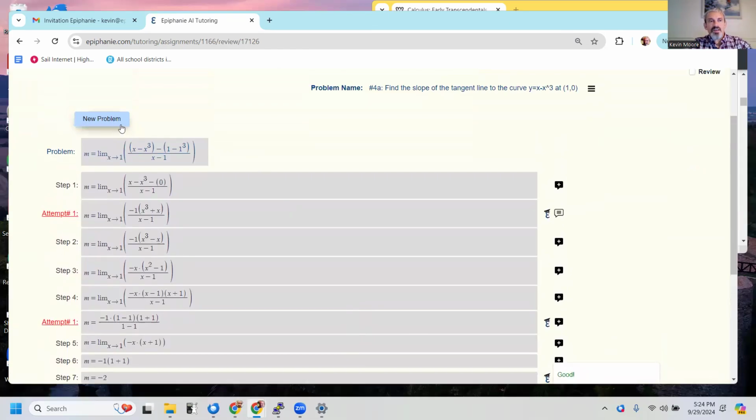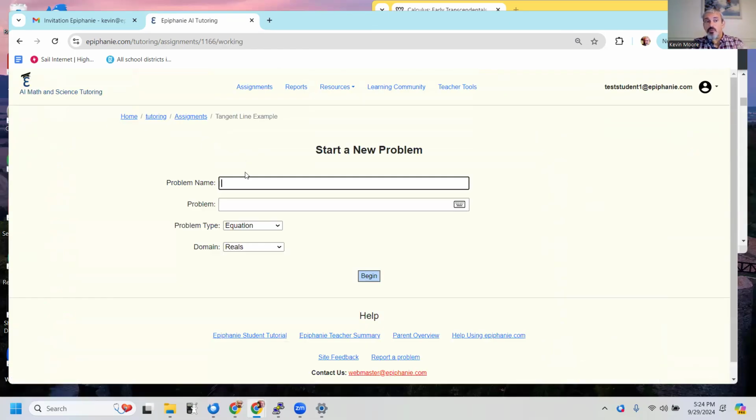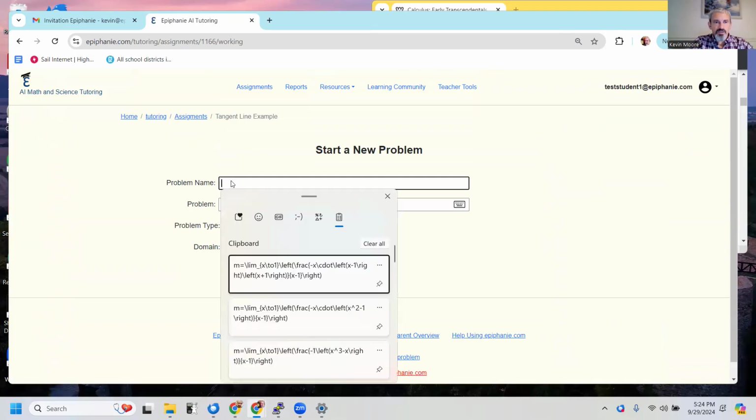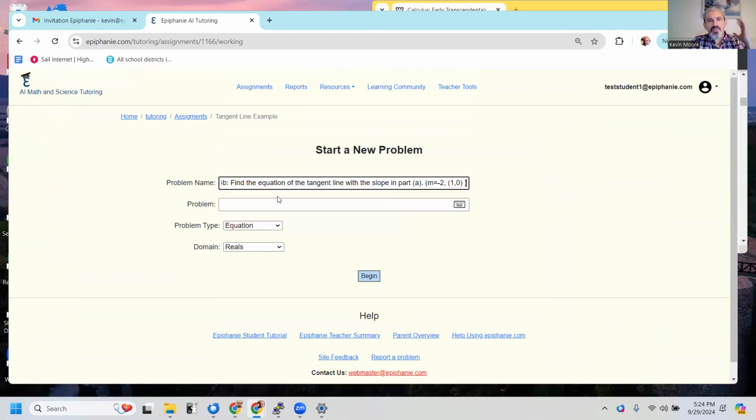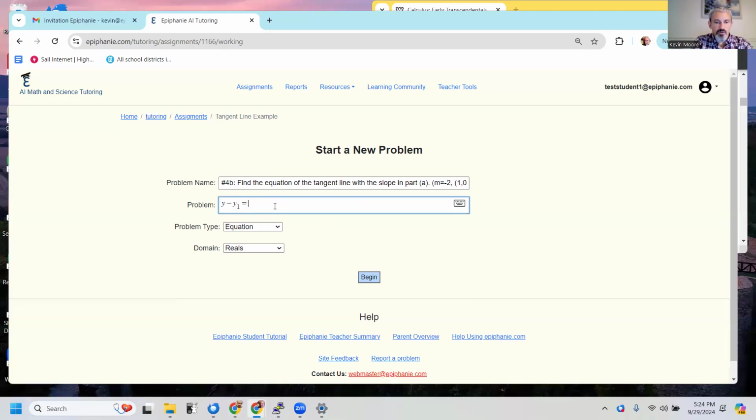So we've done that. The next step in this problem is we have the slope. The slope was negative 2. Let's plug into the equation, which is down here. Okay, we want to find the equation for the tangent line with the slope in part A. That was a slope of negative 2 through the point 1 comma 0. And I'm going to type the generic form of the equation, y minus y. I'll use underscore to make y sub 1 equals m x minus x sub 1.